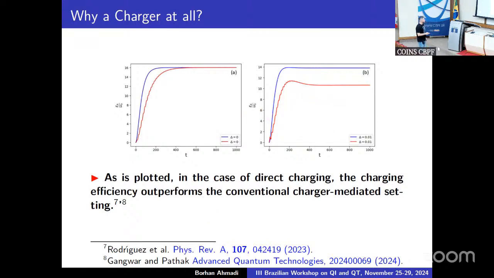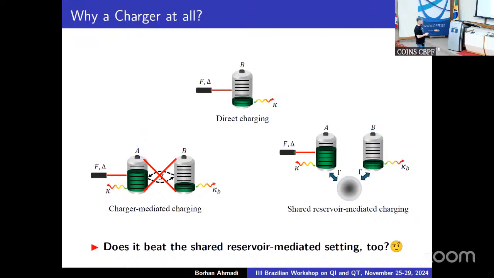So, as you saw, direct charging beats the conventional charger-mediated charging. So we were worried if it also beats our superoptimal technique.